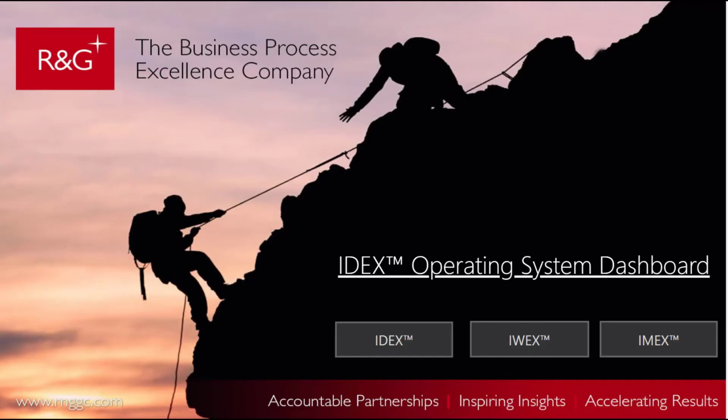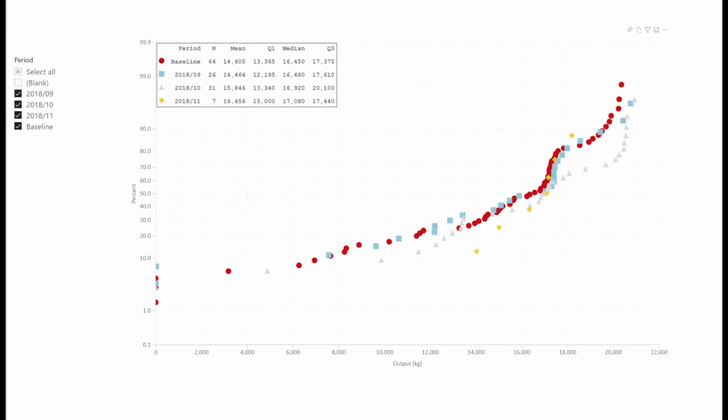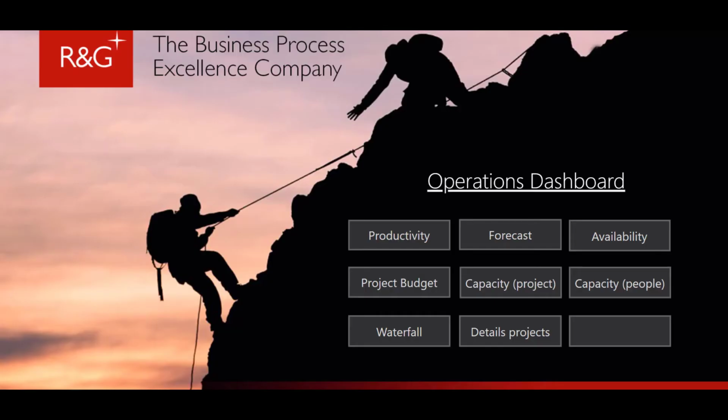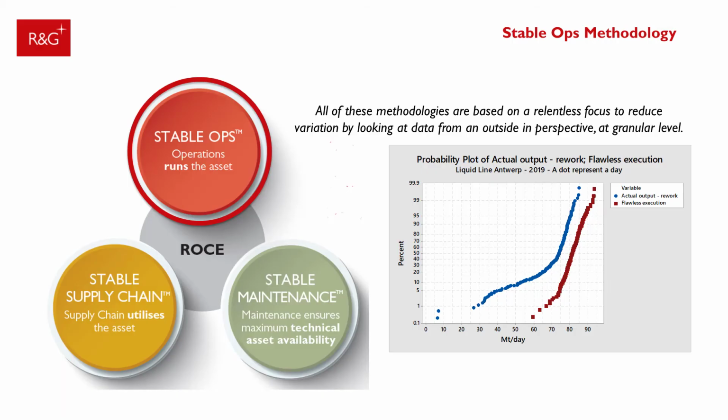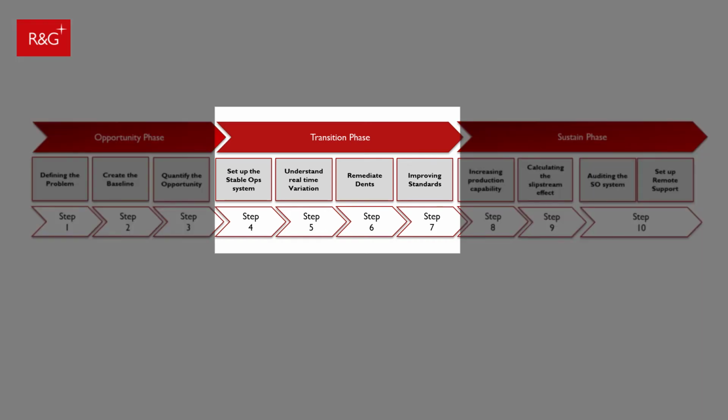We bring standard dashboards to align your measurement system and daily, weekly, and monthly rhythms, connecting strategic to operational management. Through root cause analysis and remediating DENS, we also align your continuous improvement project portfolio. All of our methodologies, StableOps, stable supply chain, and stable maintenance focus on granular level data. At the end of the transition phase, improving on your standards becomes the new mindset.